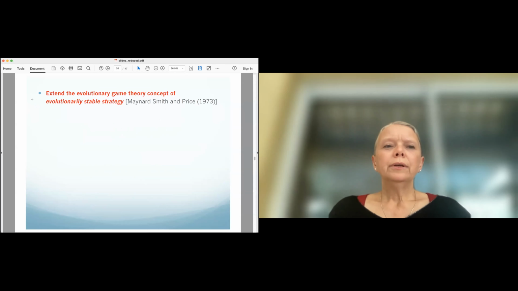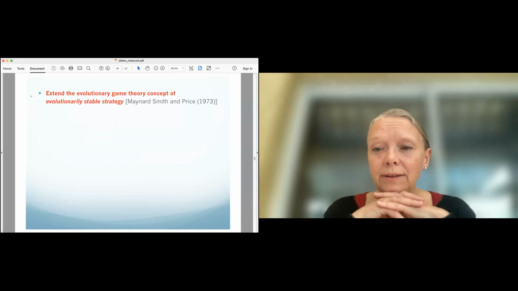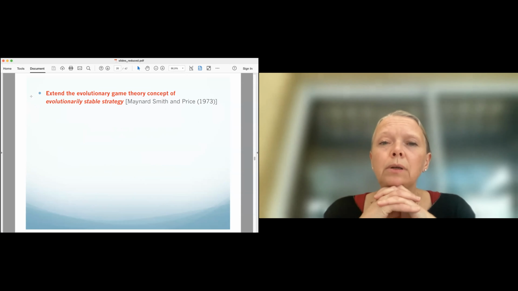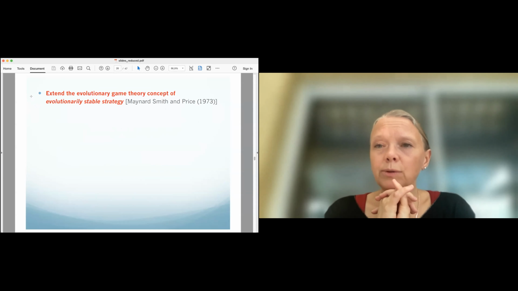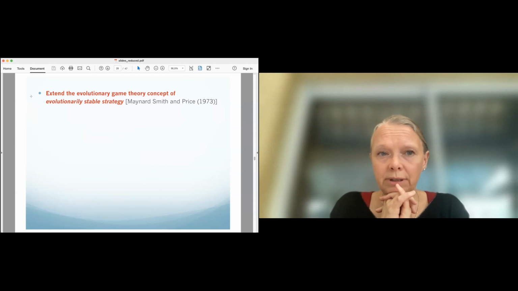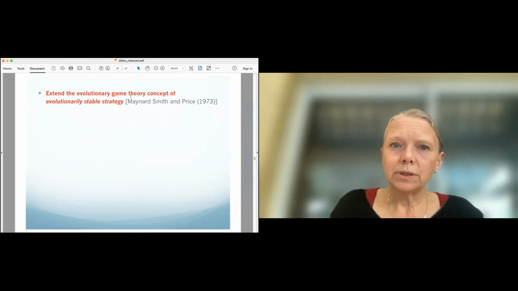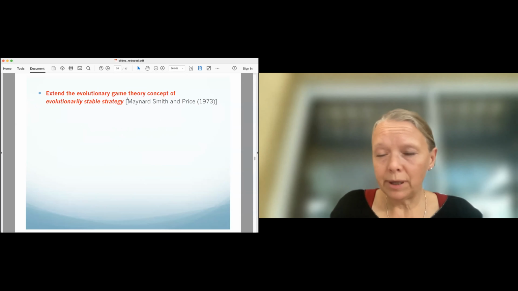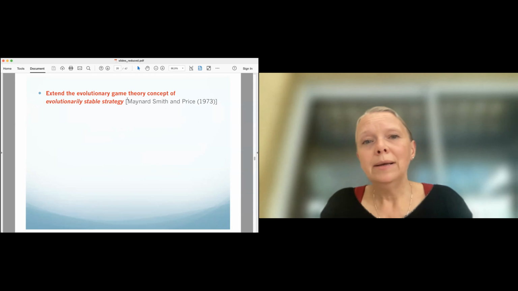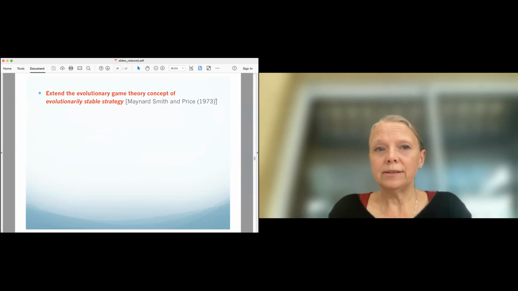So the analytical tool that we use is based on an extension of the evolutionary game theory concept of an evolutionarily stable strategy. This is something which was defined by evolutionary biologists Maynard Smith and Price in 1973.